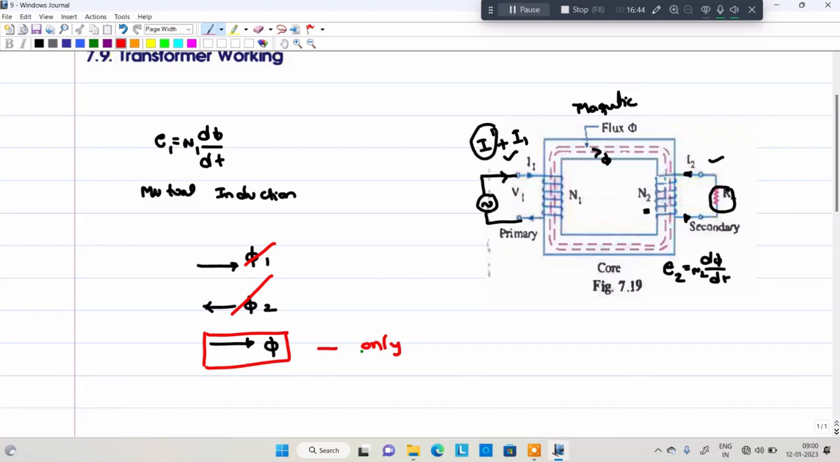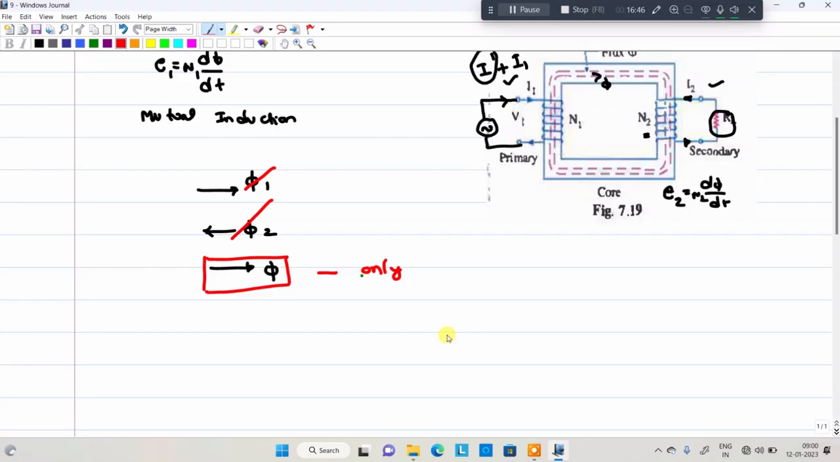That means, finally, my conclusion, and why I'm explaining all these things, is that you need the proper working principle of the transformer so you can attempt the question in the examination. They will ask: the magnetic flux is constant from primary to secondary.